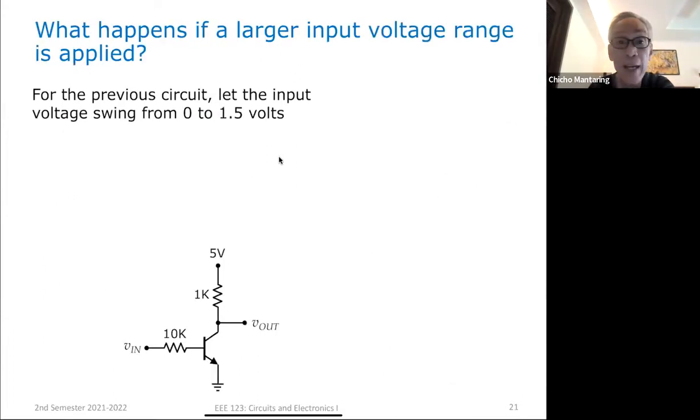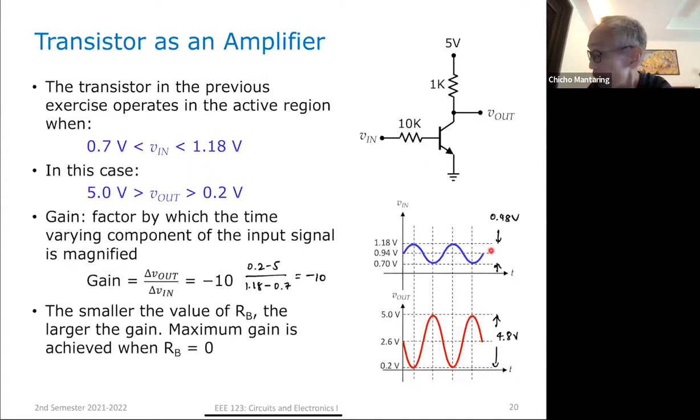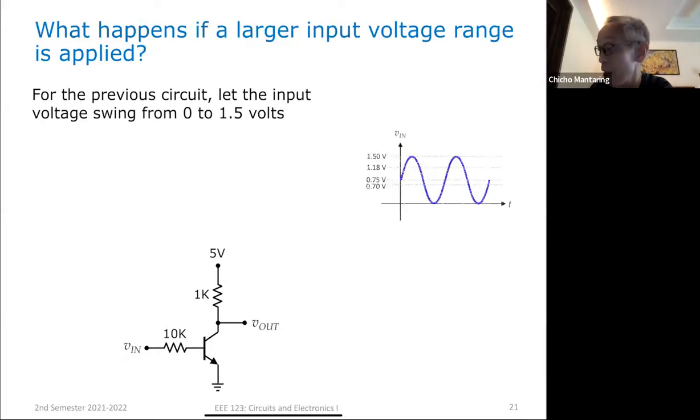Okay, ano mangyayari if we input a larger voltage? So nakita natin dito, we applied a voltage na 0.48 volts peak to peak. What if I applied a larger voltage? So let's take a look at what will happen. Imbis na 0.48 volts peak to peak, ang in-apply ko is 1.5 volts peak to peak. So take a look at this. This is 1.5 volts peak to peak.